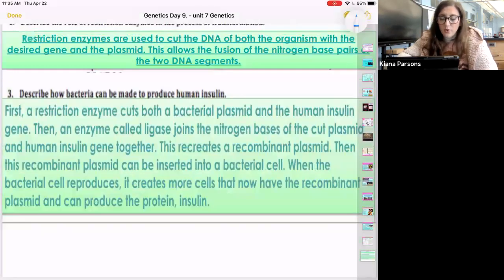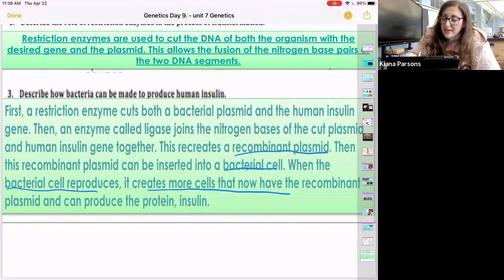Last question. Whew. Describe how bacteria can be made to produce human insulin. First, a restriction enzyme cuts both the bacterial plasmid and the human insulin gene. Then, an enzyme called ligase joins the nitrogen bases of the cut plasmid and human insulin gene together. Thanks, DNA ligase, putting together that recombinant DNA. This creates the recombinant plasmid. Then this recombinant plasmid can be inserted into a bacterial cell. When the bacterial cell reproduces, it creates more cells that now have the recombinant plasmid and can produce the protein insulin. Thanks, DNA ligase. Thanks, restriction enzymes.